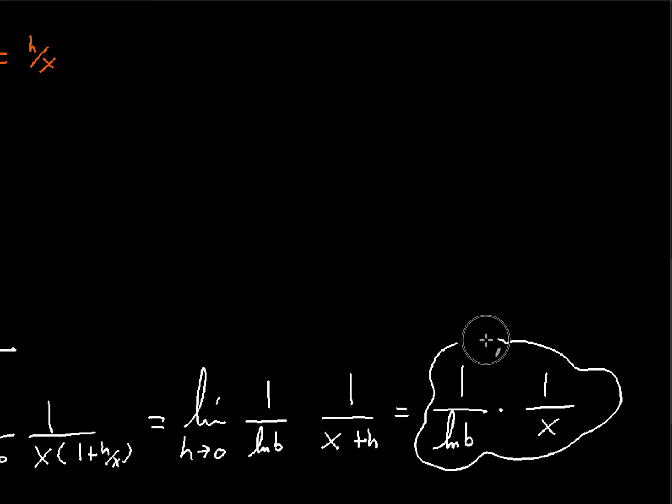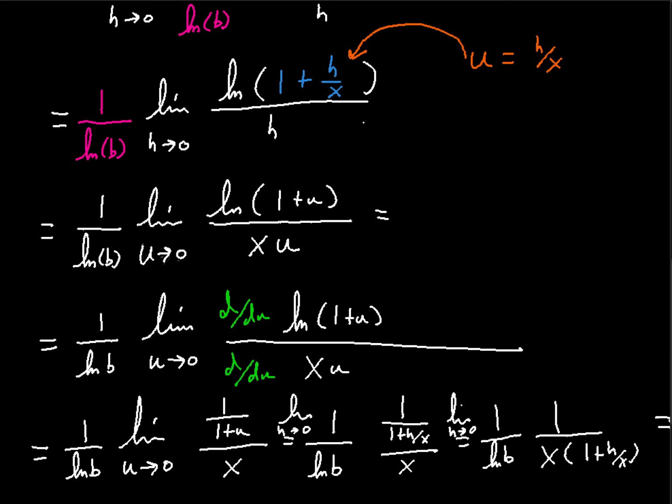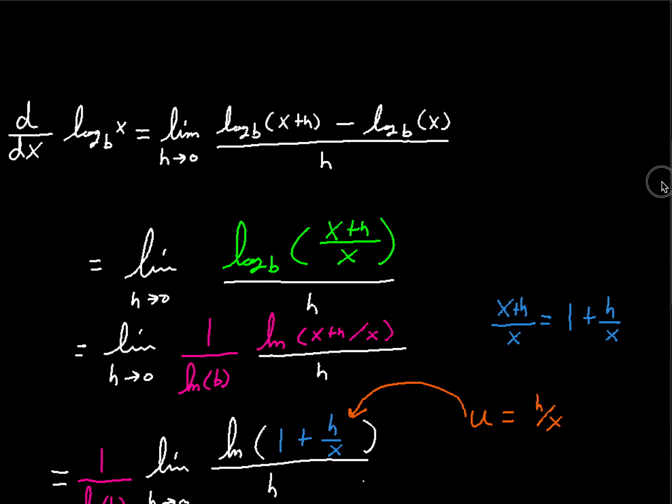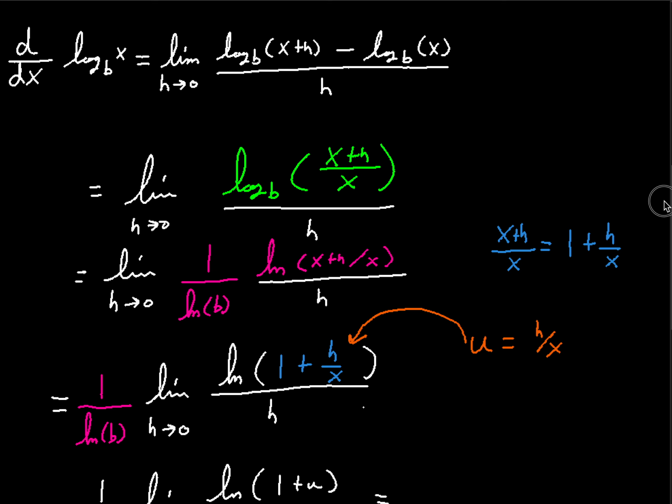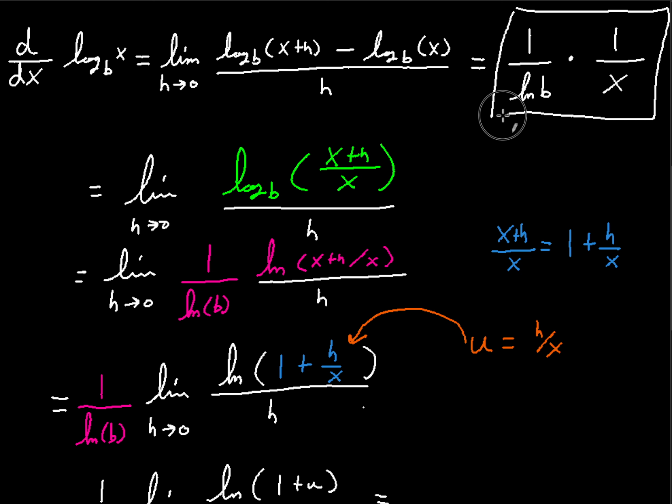Wow. That is a difficult one, but a worthwhile one, I think. But it's not a good one to start with, so that's what I think it equals. 1 over the natural log of b times 1 over x. But that's pretty cool. I think that's pretty cool.